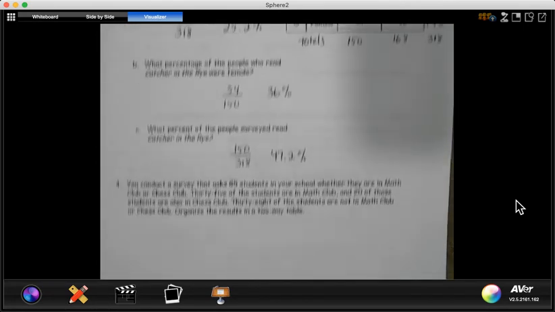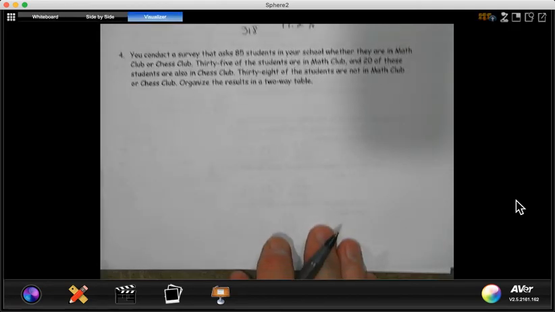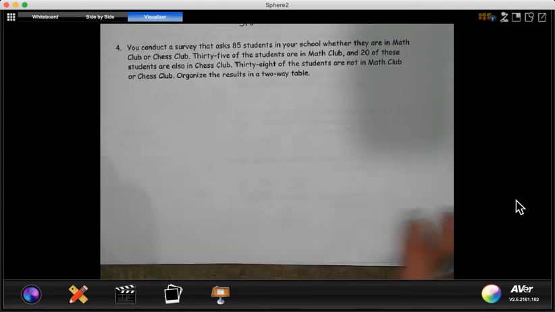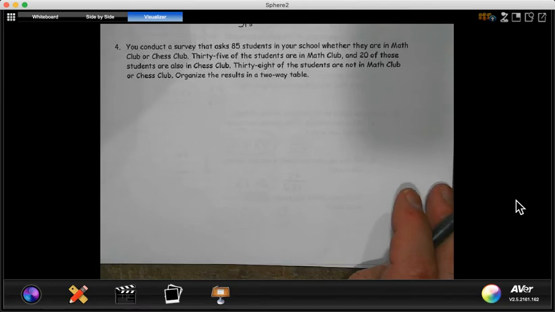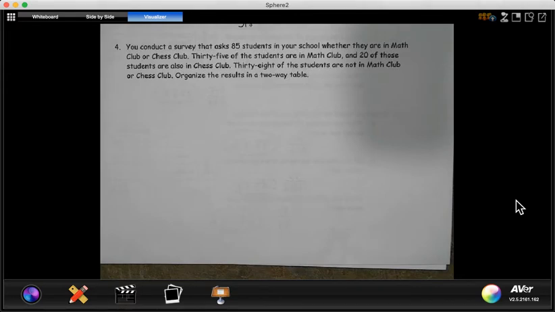All right, so now we're going to have to make a two-way table. These can be a little tricky. I haven't seen these problems before, so if I get on the struggle bus, I apologize. You conduct a survey that asks 85 students in your school whether they are in math club or chess club. 35 of the students are in math club. 20 of these students are also in chess club. 38 are not in math club or chess club. Organize results into a two-way table.